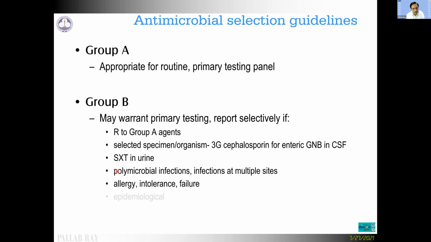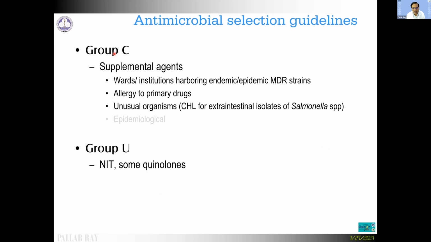Or maybe there may be a polymicrobial infection. So there are two, three organisms, and the list of group A agents may not cover more than one organism. So those are the situations where group B becomes valuable. Then we have group C, which are situation specific. That means these are supplemental agents, particularly for wards or institutions which harbor endemic or epidemic multiple drug resistant strains, where the patient may have allergy to the primary drugs, or we have unusual organisms. Group U is meant only for the additional antibiotics that we test for urinary isolates.